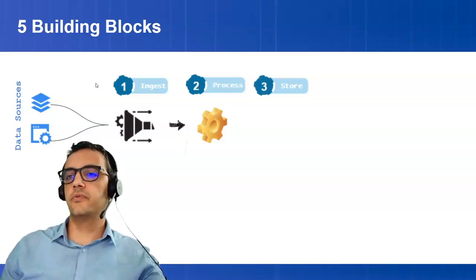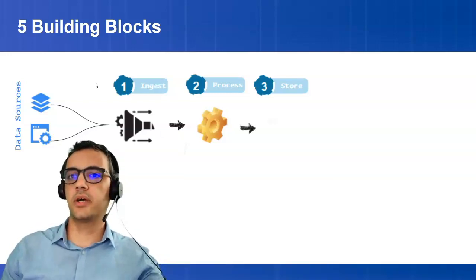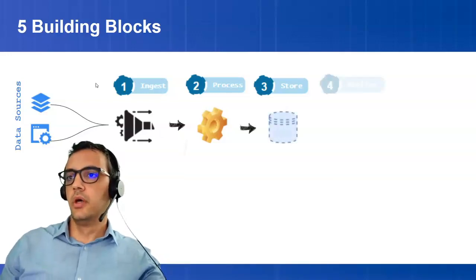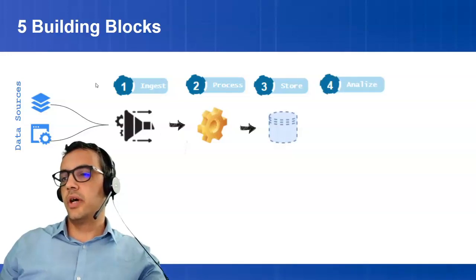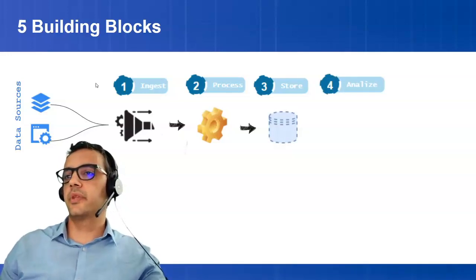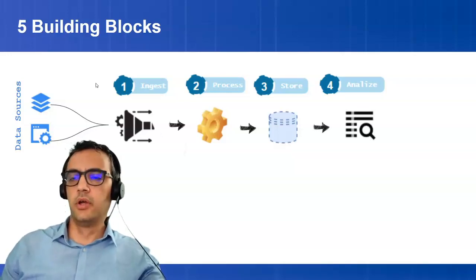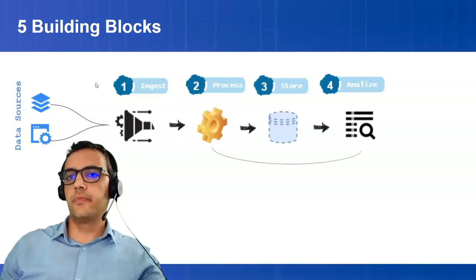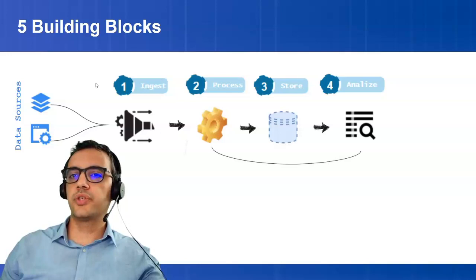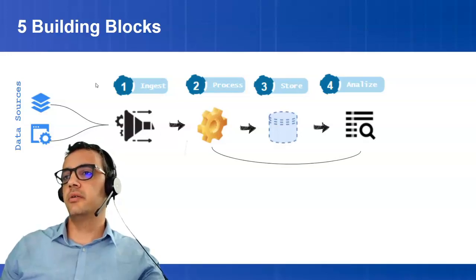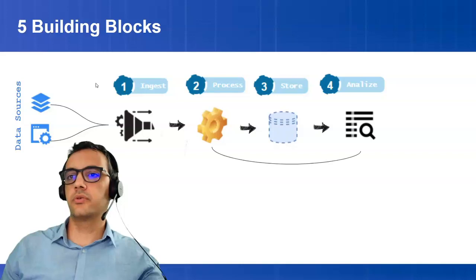So there are different kinds of storage. Either we are going to store the data in a data lake or in a data warehouse after the processing. Then we have the analysis part. So it's done via an analytics engine. And we can also, let's say, have the output of the process step injected directly into the analysis engine without storing the data in the data lake, for example. So it's just one use case.